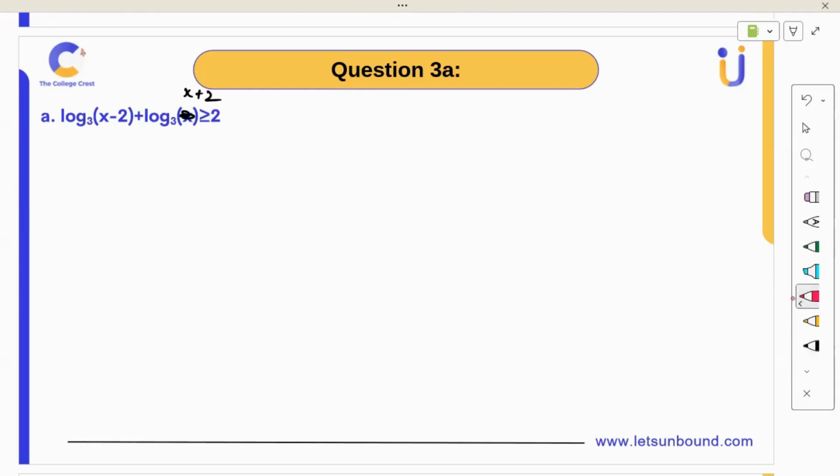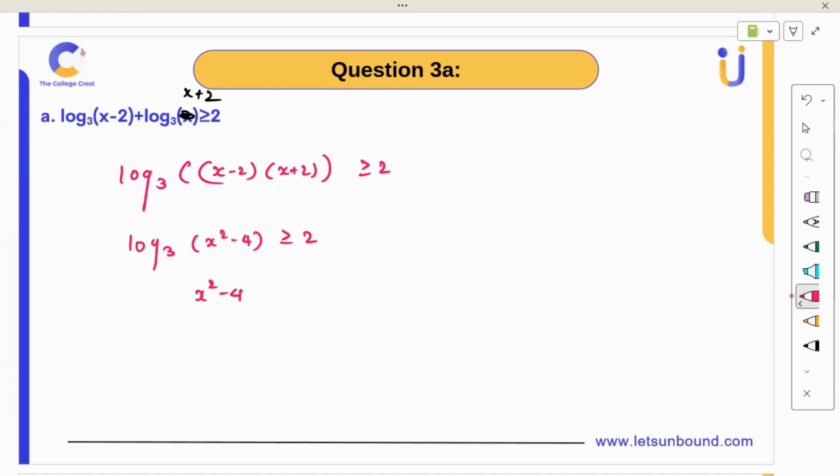Okay, how to solve? Now it's log 3, x minus 2 and x plus 2. So it's a sum of logs, right? So when you condense, they will become the product x minus 2 into x plus 2, greater than or equal to 2. So simplify: log 3 of x square minus 4 greater than or equal to 2. Now, when you shift the log 3 to the other side, I'm raising to the base, so the inequality will not change. x square minus 4 will become 3 square, with base 3 in exponent form. So x square minus 4 is greater than or equal to 9.